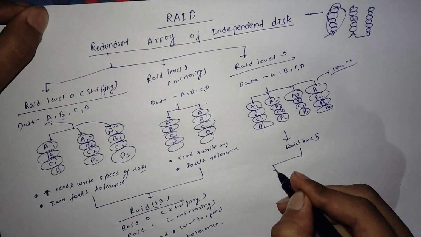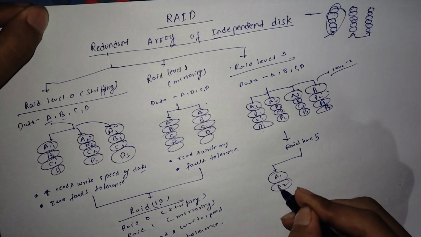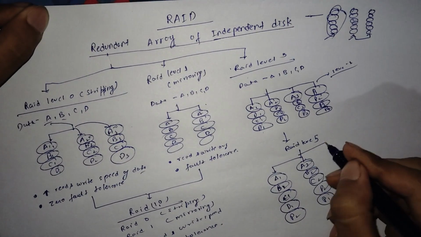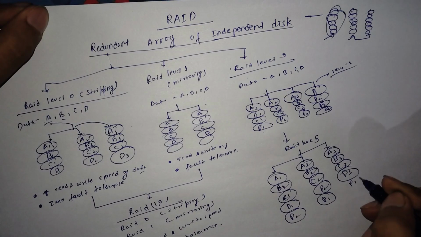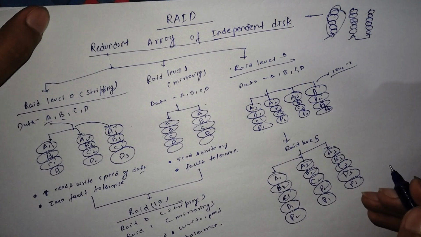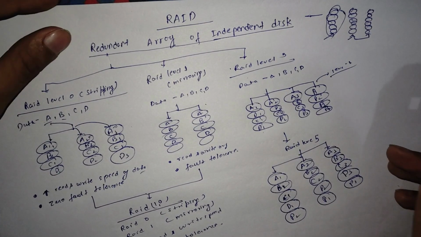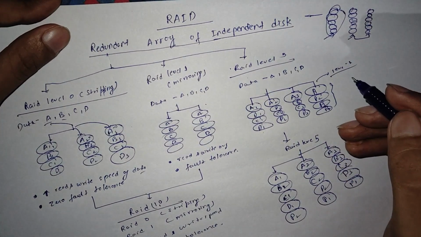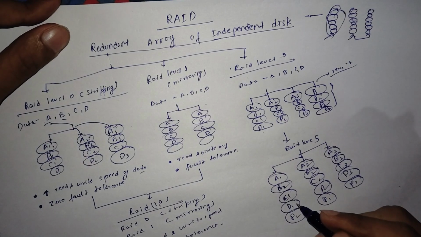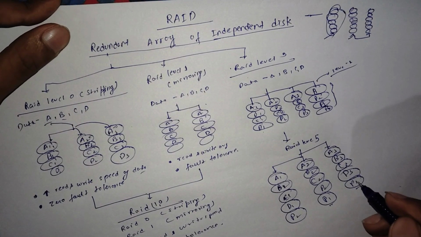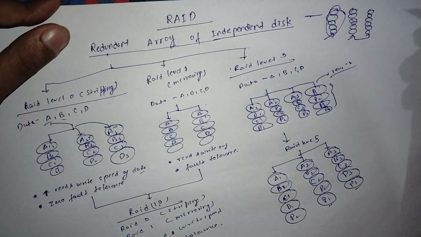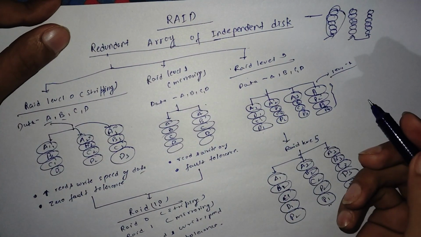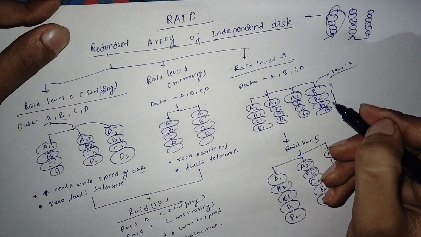When you combine this, A1, B1, C1, D1, and P2, then A2, B2, C2, D2, and P1, and A3, B3, C3, D3, and P3. We distribute each parity across the disks, because if a single parity disk is lost or corrupted, we cannot recover. In this, if one disk fails, we can recover using at least these 2 parities. Now you may have a question: what will happen if 2 data are lost, A1 and A2? Then this parity will not work.